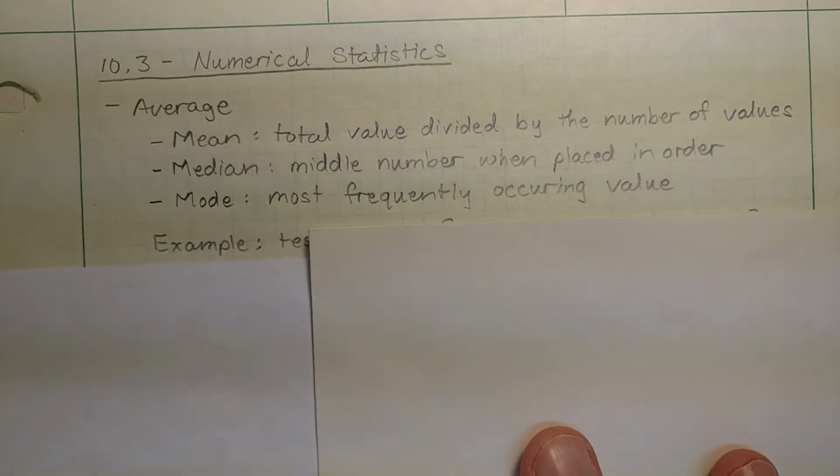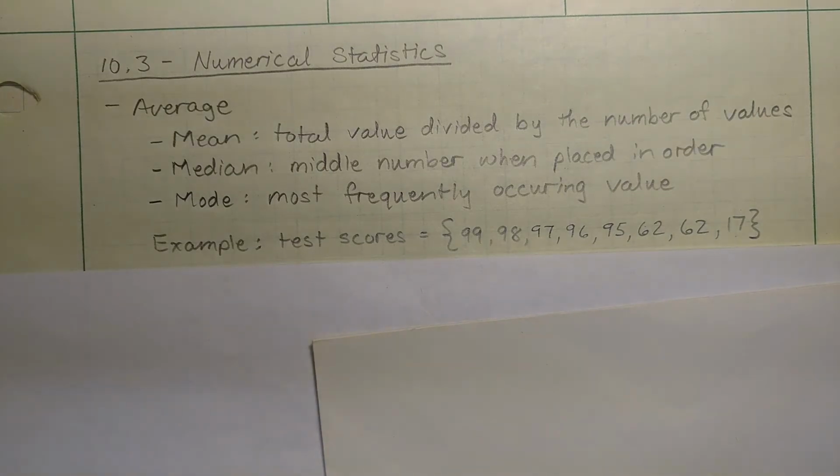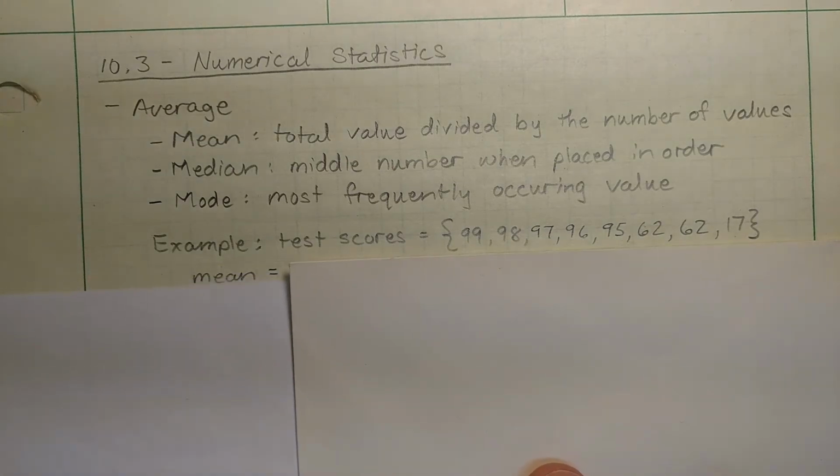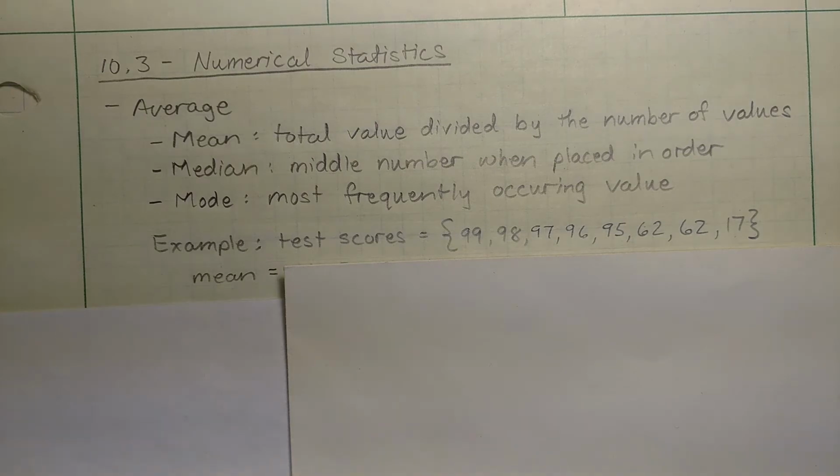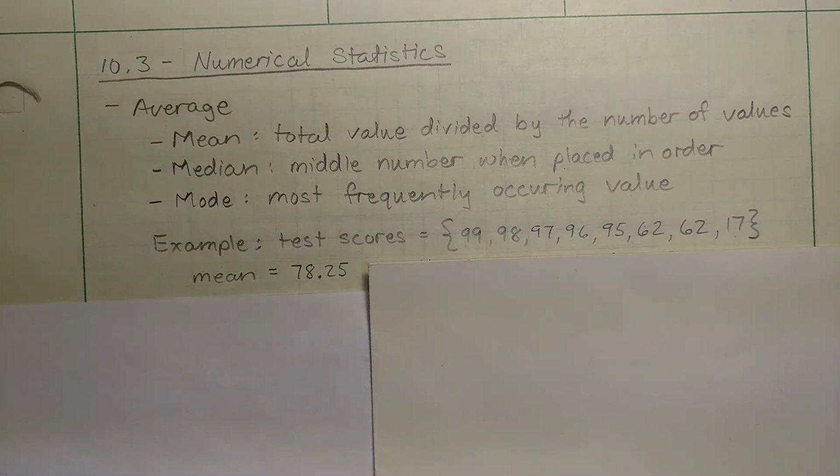Okay, so example. Let's look at this set of test scores. These are test scores that students got on a test, and I've listed them out there, and there are actually 8 results. This is just a hypothetical situation, but it's a good example to see some of the strengths and weaknesses of each of these measures of average. The first thing we're going to look at is the mean. If we take all those values, add them up, and then divide by 8, because there are 8 of those values, we get an average, or a mean, of 78.25.